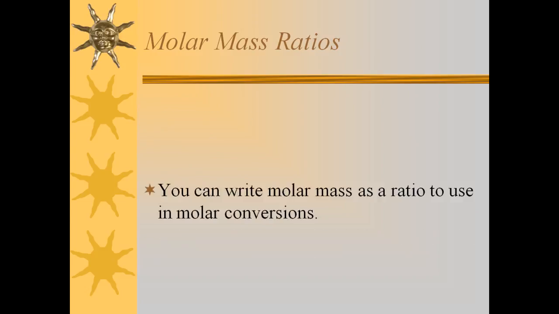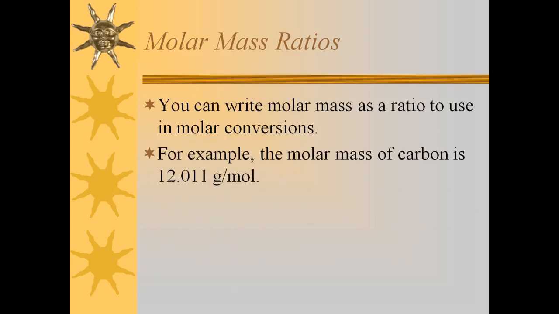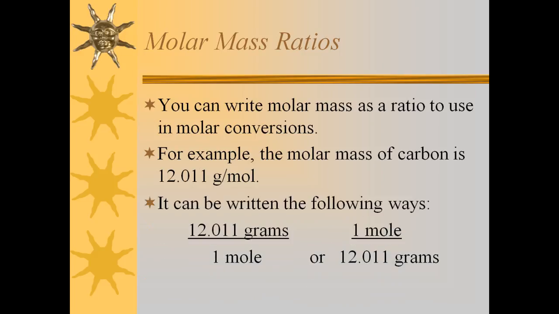Molar mass ratios. You can write molar mass as a ratio to use in a molar conversion. For example, by looking at the periodic table, I can tell that the molar mass of carbon is 12.011 grams per mole. It can be written the following ways: 12.011 grams divided by 1 mole, or I can put 1 mole on top and divide that by 12.011 grams. They are both the same equality, so you can actually just flip them.